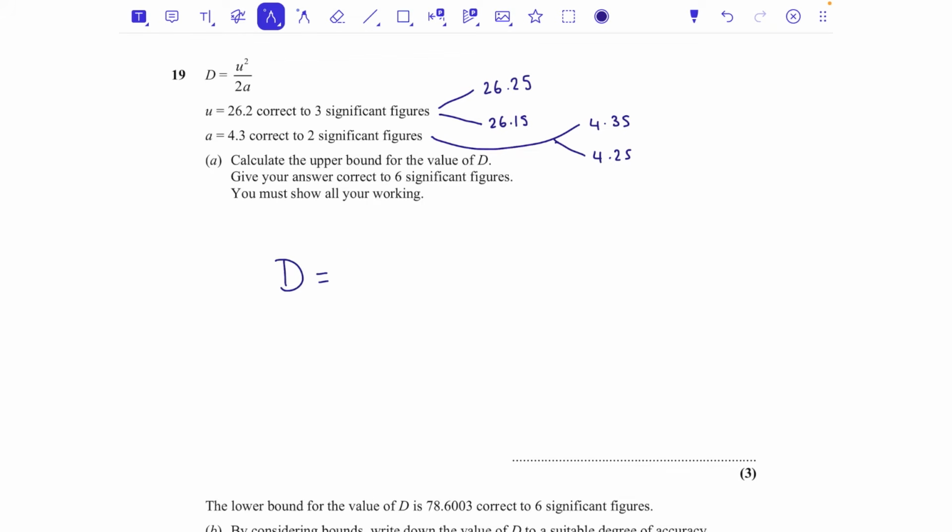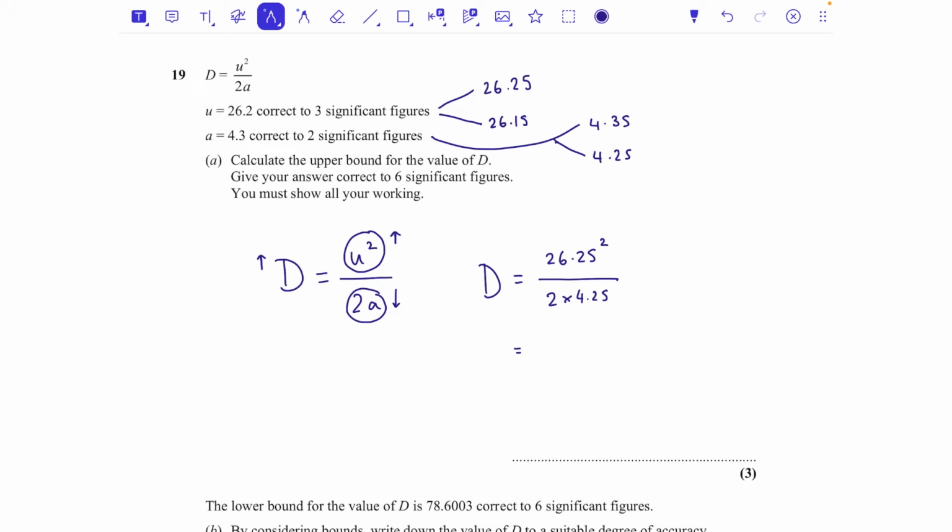So we know that D is u squared over 2a. Now, if we want D to be as big as possible, then we want to make this value as big as we possibly can, but we want to divide by as little as possible, because dividing by less is going to make our answer bigger. If you share something with less people, it's going to get you more. So we want to make that one as small as possible. So I'm actually going to do D equals the biggest u I can, so 26.25 squared, divided by 2a, where a is as small as I can possibly make it. So 2 times 4.25, and that's going to get me the upper bound.